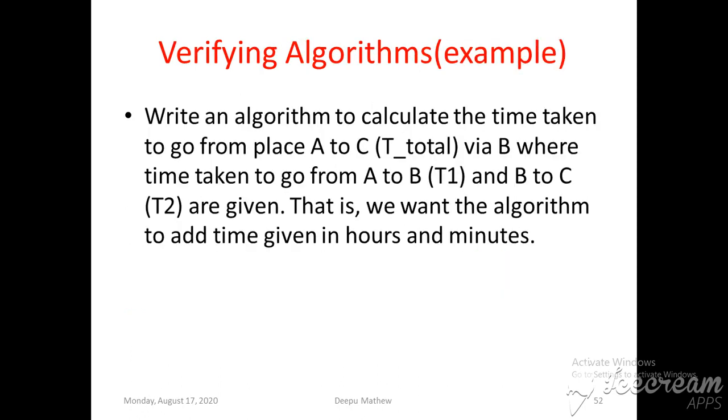Here look at one example. The problem is that a person wants to move from A to C, where A and C are different places, going from A to C via B. The time taken from A to B is T1 and the time taken to move from B to C is T2. In order to find the total time we need to add T1 and T2, where both T1 and T2 are in hours and minutes.